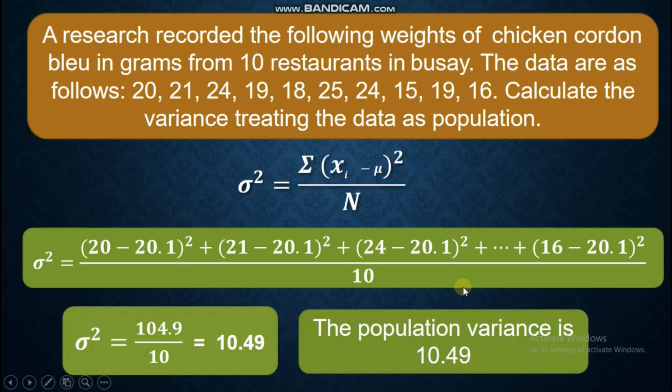Now you have already calculated the variance of this given data. This data is the weights of the chicken cordon bleu in grams from 10 restaurants in Busai, and this is the population variance. Very good. Now let's go to the second example.